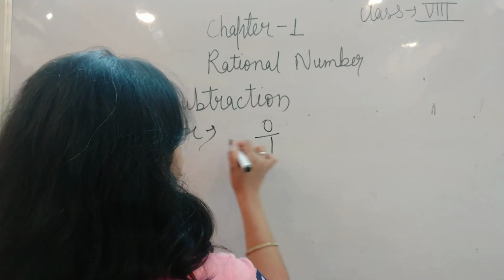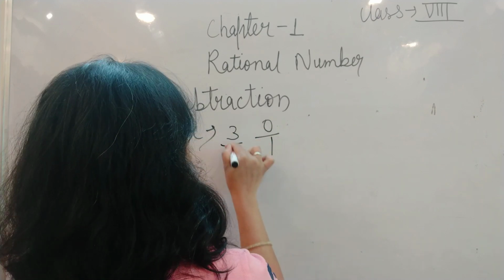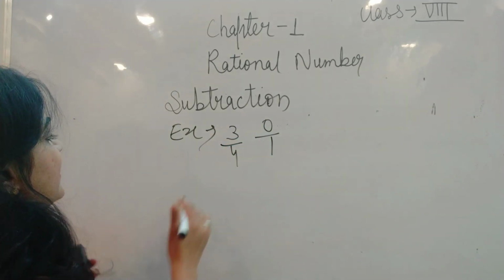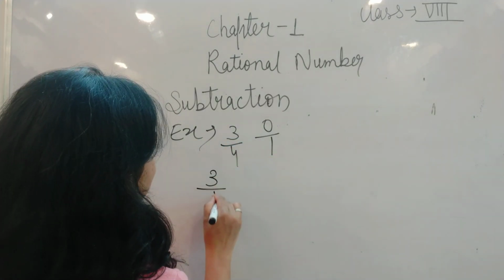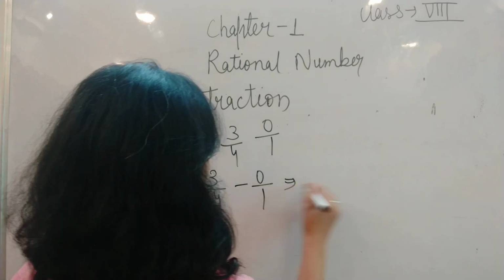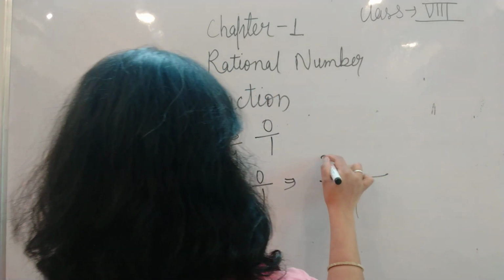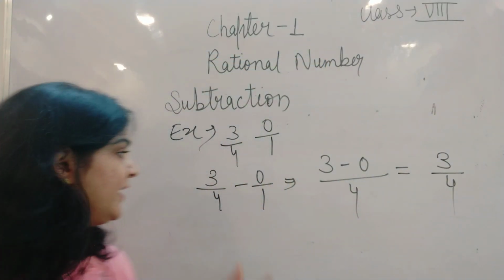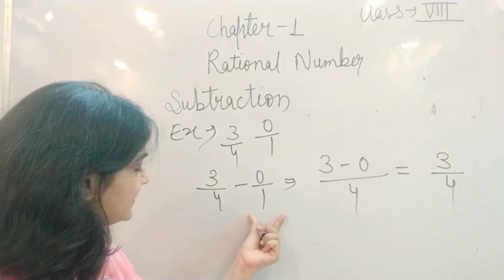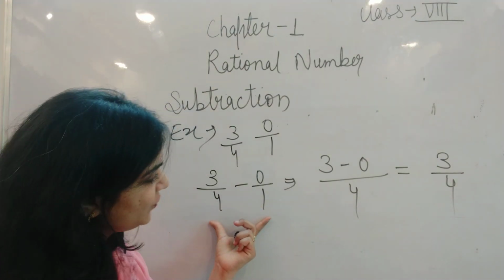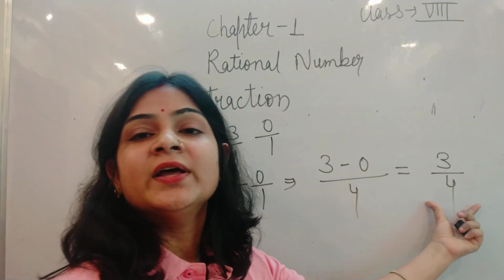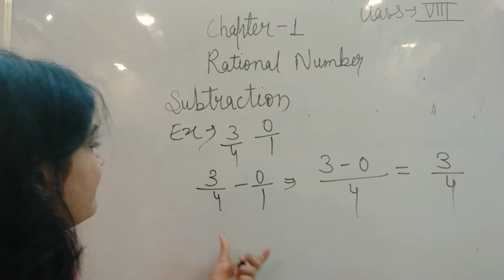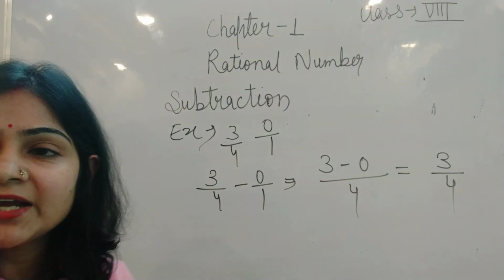Zero by 1 and 3 by 4. I am choosing two rational numbers 3 by 4 and 0 by 1. Now I will subtract. So what will come? 3 by 4. This is a rational number. The difference of two rational numbers is 3 by 4. This is also a rational number. That time we see that rational numbers are closed under subtraction.